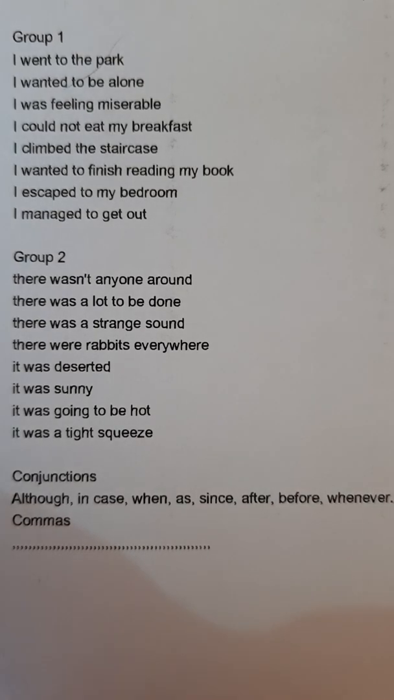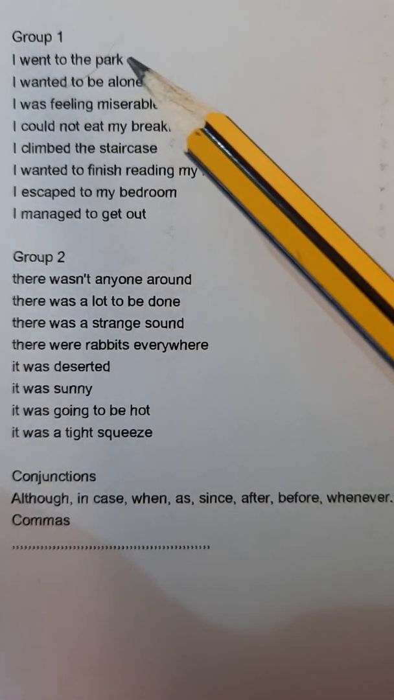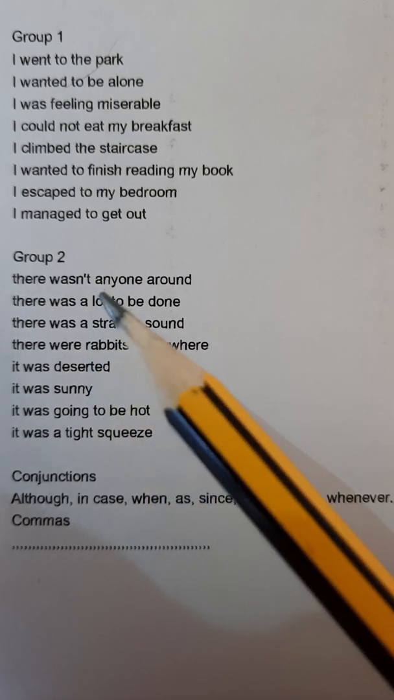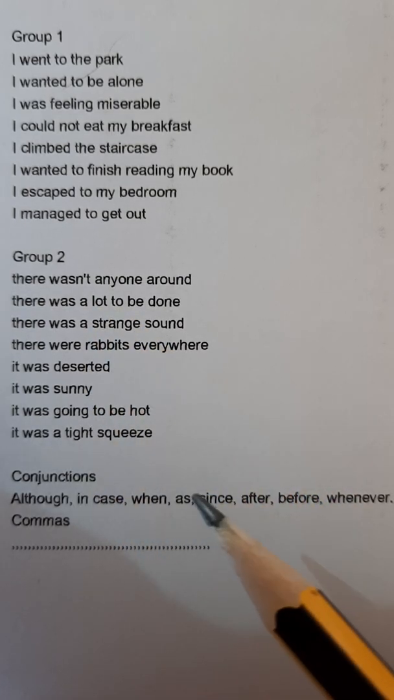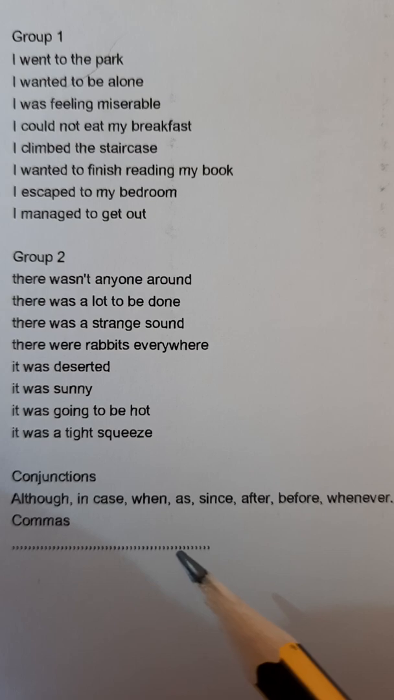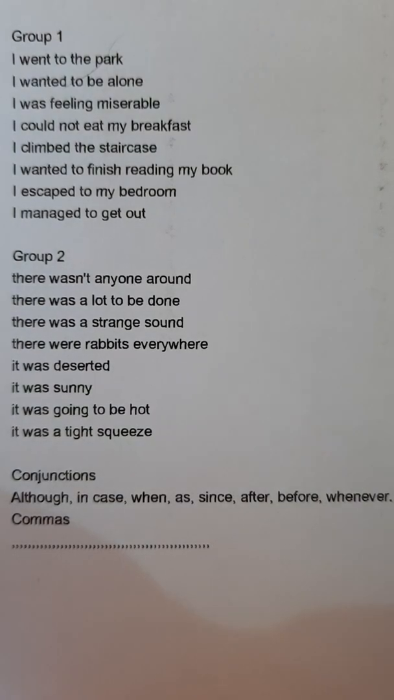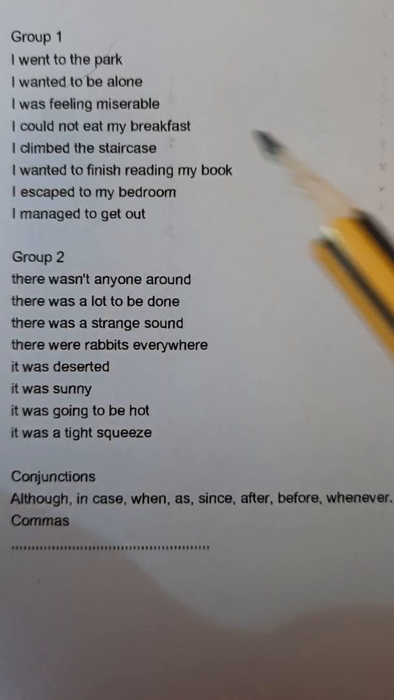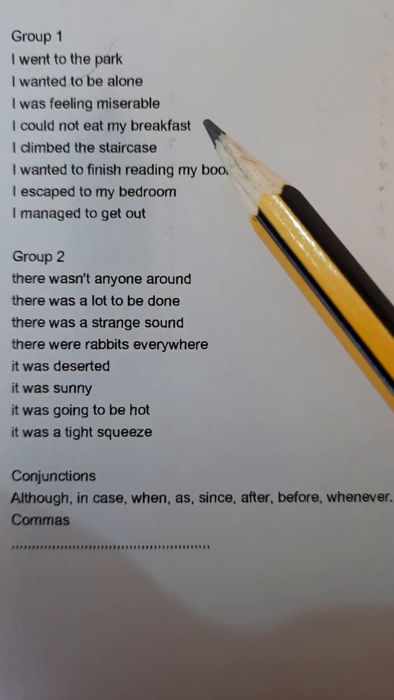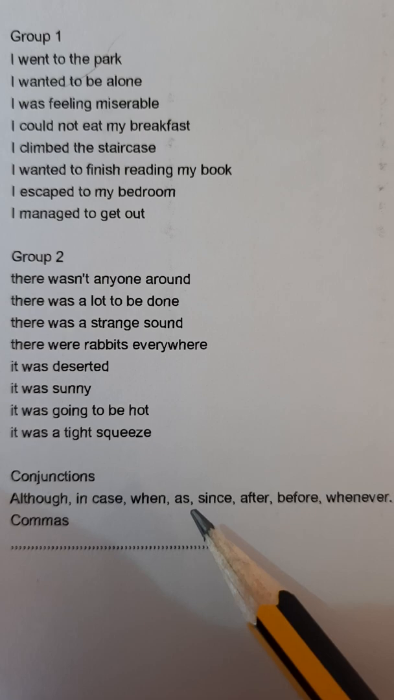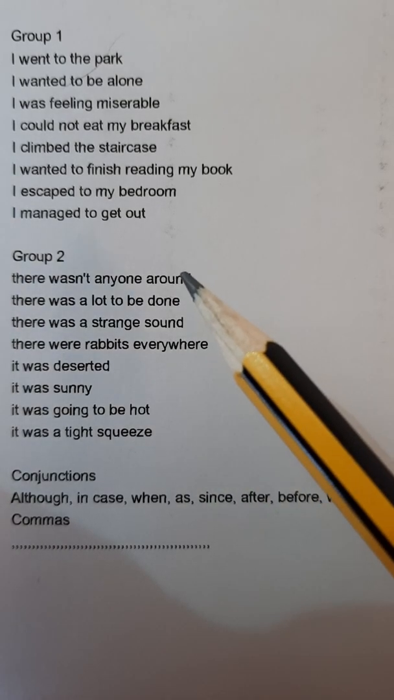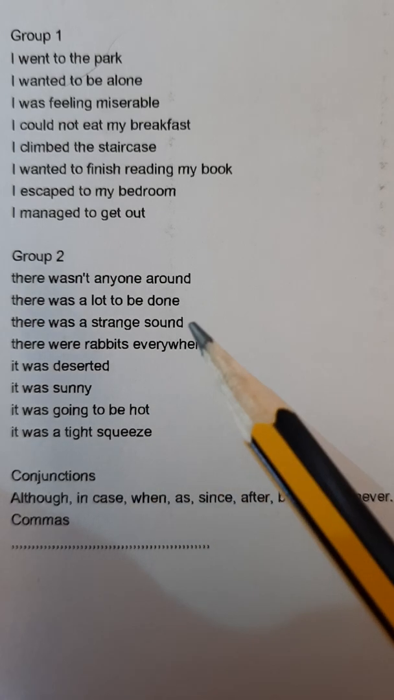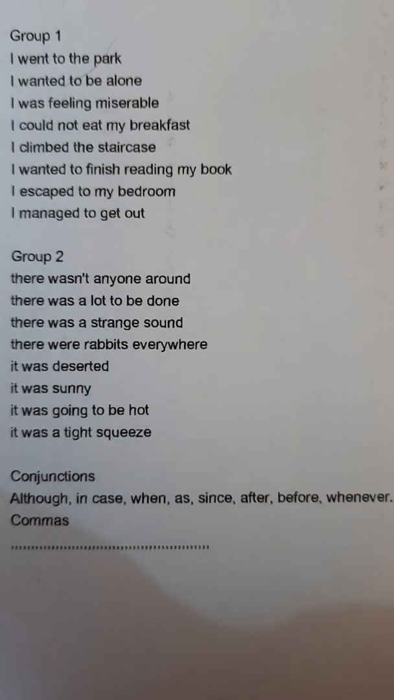So in that example, I took one clause from the top, the sentence starters, and then I chose two from the bottom, used a conjunction to join them and a comma to join them. And that made my sentence more complex again. Here's another example. I could not eat my breakfast as there wasn't anyone around, comma. There was a lot to be done, full stop.